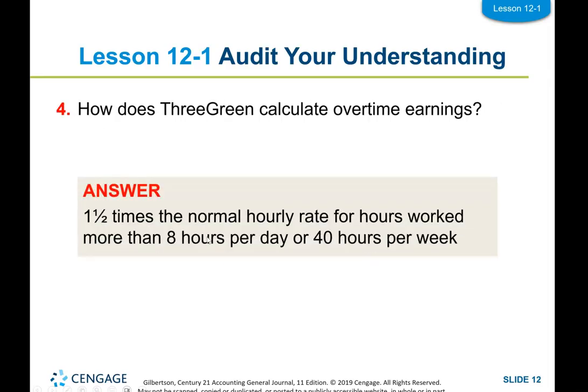And then the example in the textbook would have been this company 3 Green. And again, they pay 1.5 times normal hourly rate for hours worked if they're more than 8 hours per day or exceed 40 hours per week, which again is fairly standard in most situations.